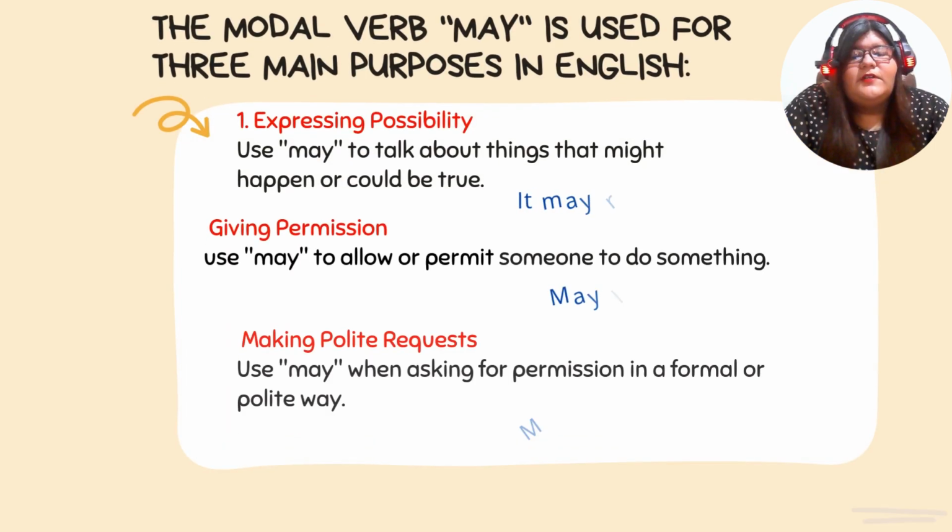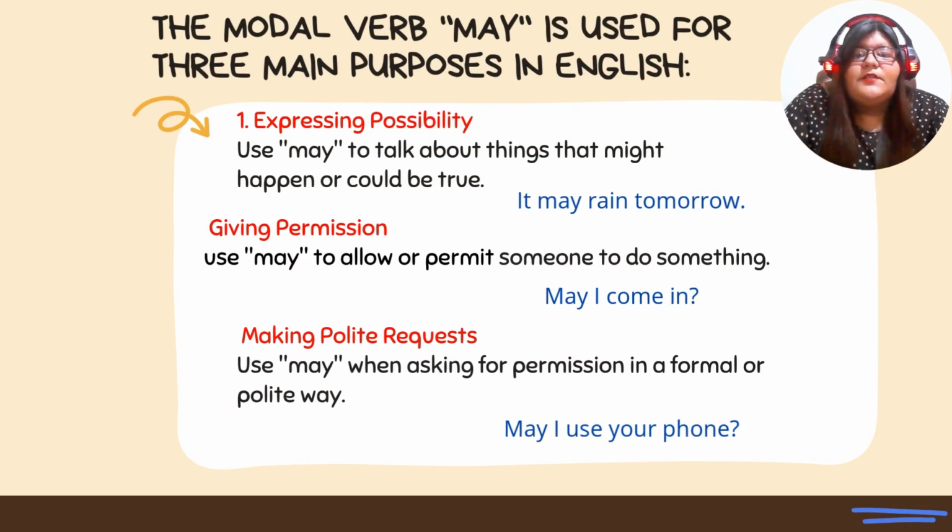So now, guys, you must be wondering, what is the modal verb may used for? And the answer is simple. The modal verb may is used for three main purposes in English. Number one, expressing possibility. Use may to talk about things that might happen or could be true, and we have here some examples in blue.